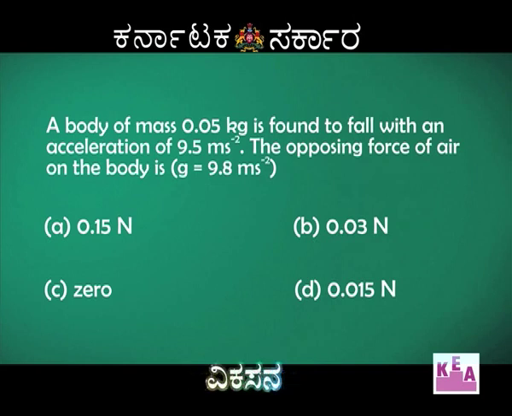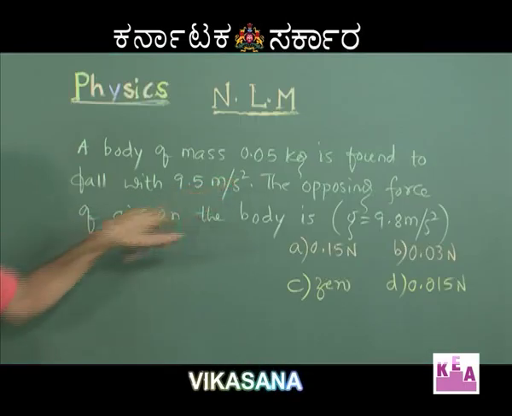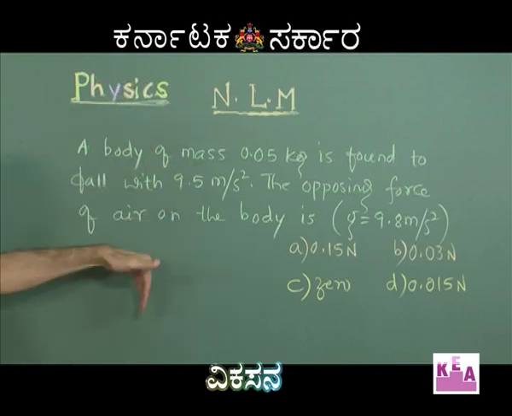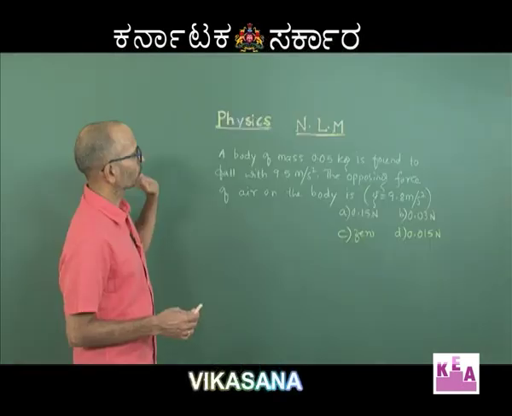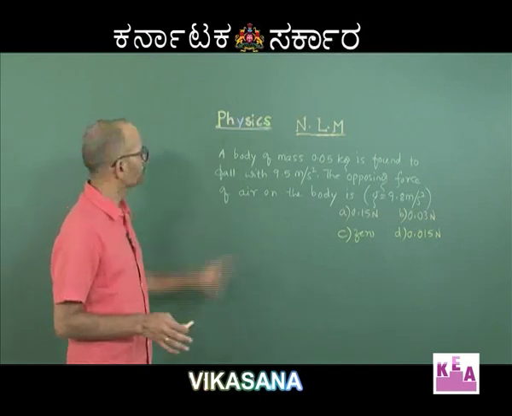So, this is a very simple problem wherein only F is equal to ma matters, but how you write F is equal to ma is important. That opposing force which we are supposed to find out is say F, and it is acting in the upward direction. I hope you agree, because if the body is falling downwards, the opposition should be upwards, and we have decided to take the force in the direction of acceleration to be positive.